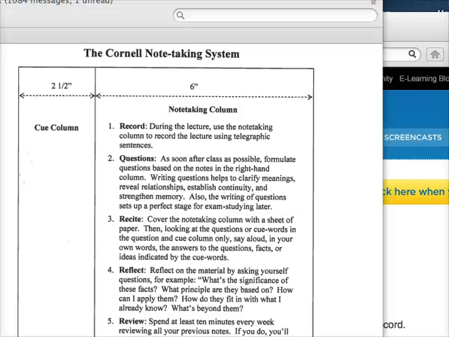We're going to be looking at The Boy in the Striped Pajamas today, and we're going to be examining the video at the same time as working with a note-taking system. And that note-taking system is called the Cornell note-taking system.